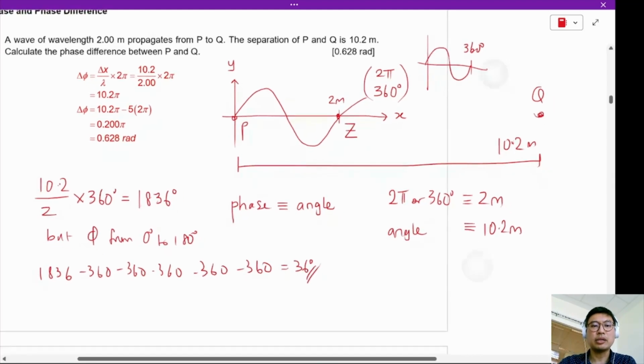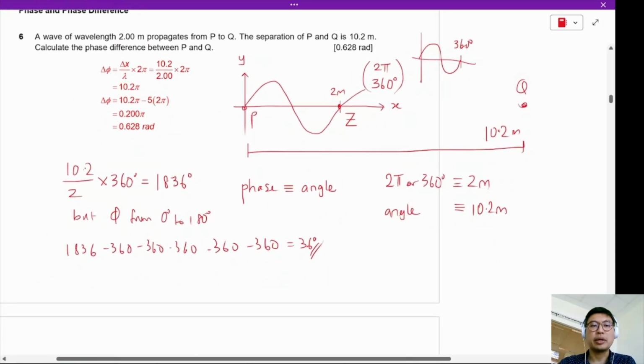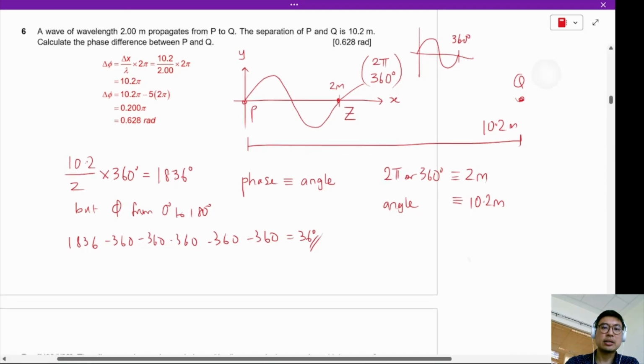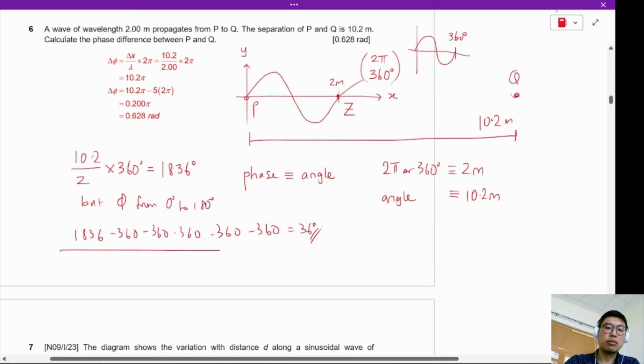But in physics, we don't really answer in terms of degrees. We always answer in terms of radians. So let me show you the correct answer. How do we write down the phase?